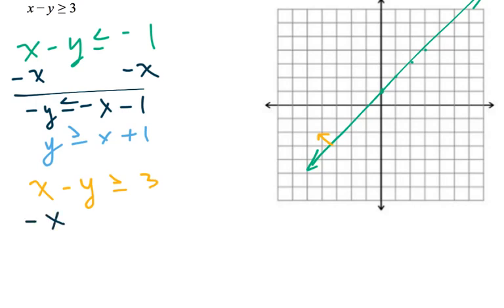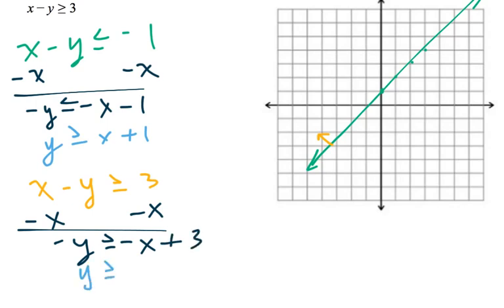And this one I'll do basically the same as before, but subtracting x leaves me with negative y is greater than or equal to negative x plus 3. I'm going to flip every sign, which also means I have to flip that inequality to where I have y is less than or equal to x minus 3. Now my y-intercept is at negative 3, and I'm going up 1 over 1 every time. And it looks like this would also be a solid line.